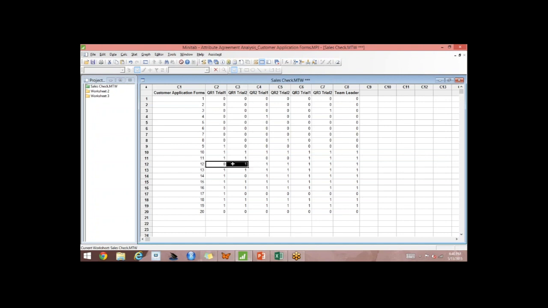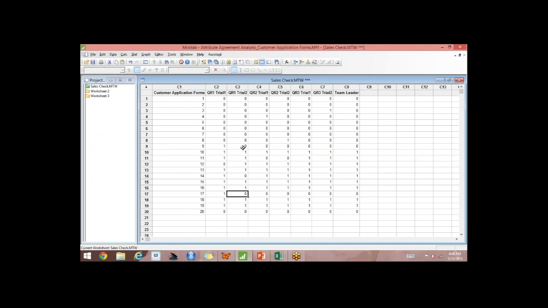The second deviation is here. The third deviation comes here. Customer application form 14. In the first trial, he says the customer application form is complete. In the second trial, he says it is incomplete. So 3 flaws. Look at customer application form 17. He does not agree with himself. He first says the customer application form is complete, and the second time he says it is incomplete.